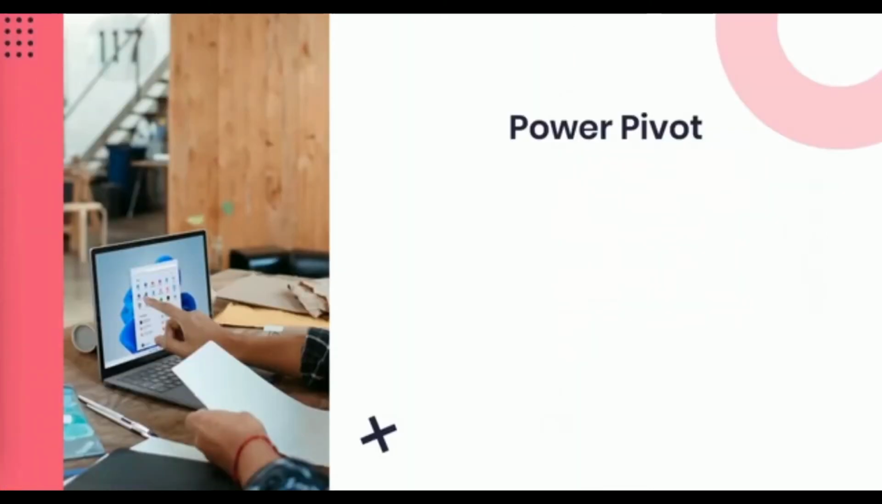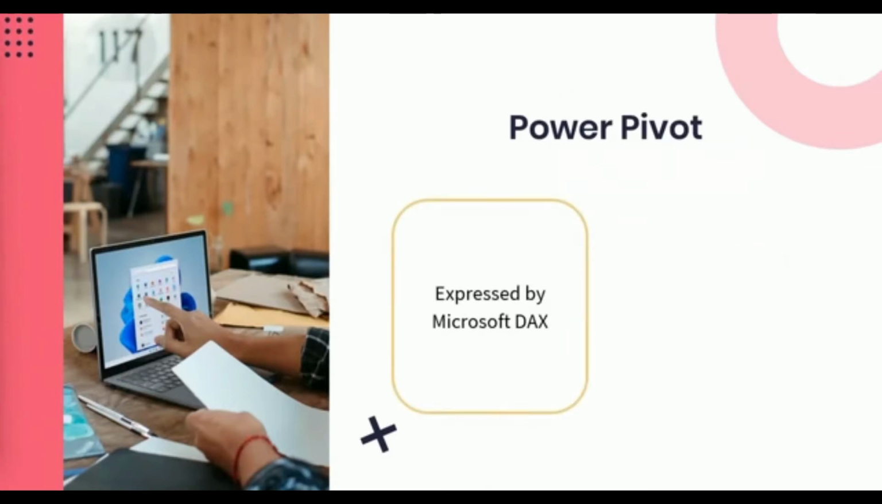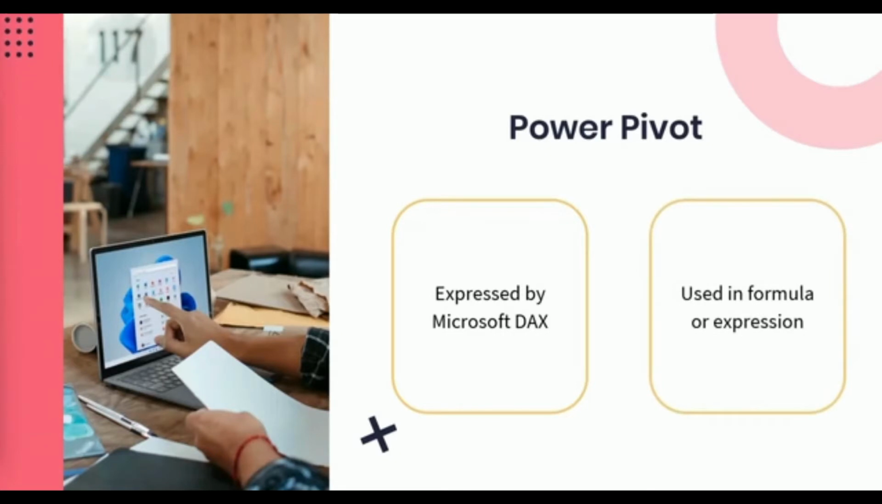Originally, the Power Pivot was an add-on, but now it's built into Excel. Power Pivot is expressed by Microsoft by using DAX, Data Analysis Expressions. DAX is a collection of functions, operators, and constants. They're used in a formula or an expression, and it calculates or returns one or more values.